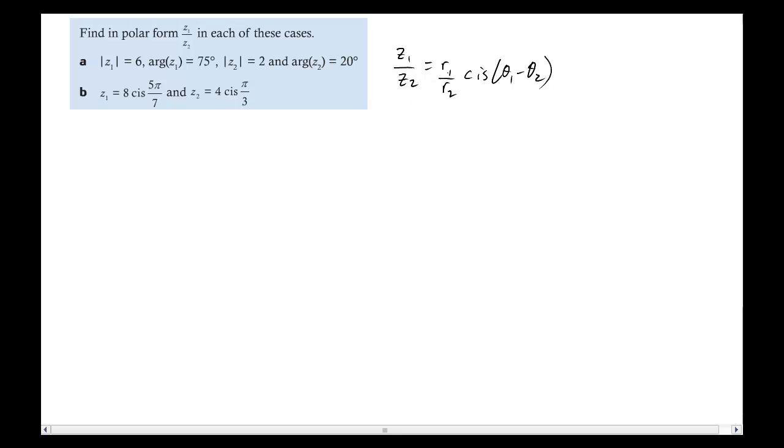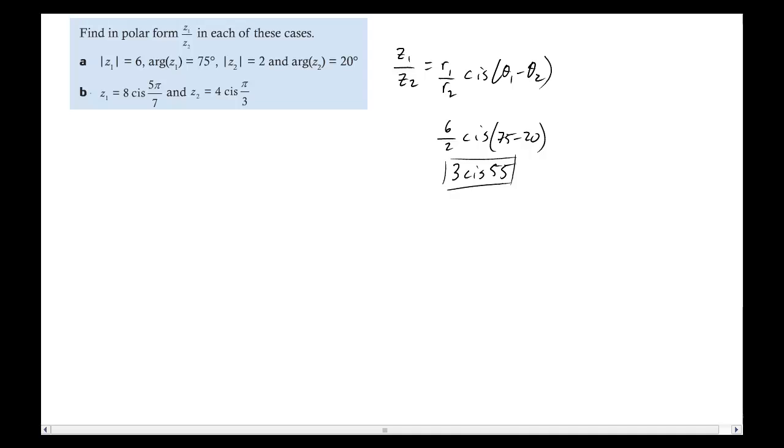So division, you're going to divide the r's and subtract the angles instead of adding. And so for this first one, you've got r1, which is 6, r2, which is 2. So you've got 6 over 2, cis, and then the angles, 75 minus 20. So pretty straightforward, 3 cis 55. I don't even know why the IB book would have that question, other than just making sure that you're practicing that idea, which is why I was going to skip it and just decided not to anyway.